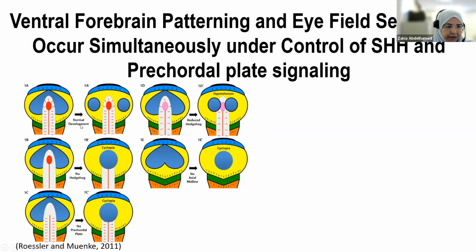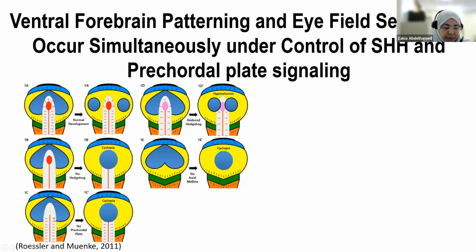So if you have normal development, the eye field will divide into two eyes, and the overlying forebrain will also develop into right and left cerebral hemispheres. But if we have reduced sonic hedgehog signaling, we may have the forebrain dividing, but the eyes will show hypotelorism. And if there is no sonic hedgehog completely, we will have cyclopia.